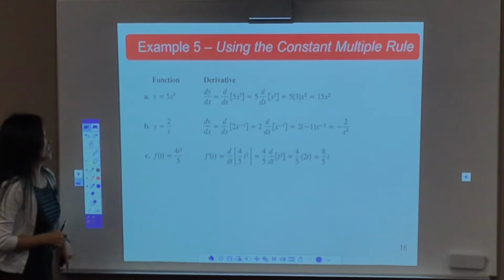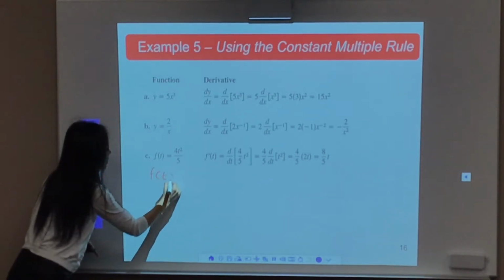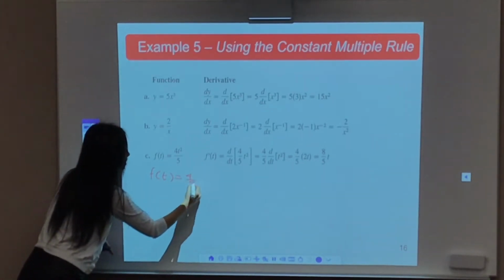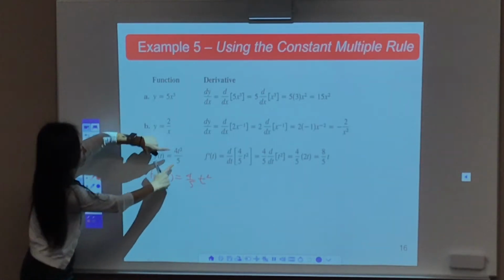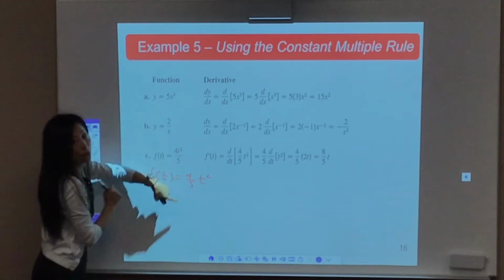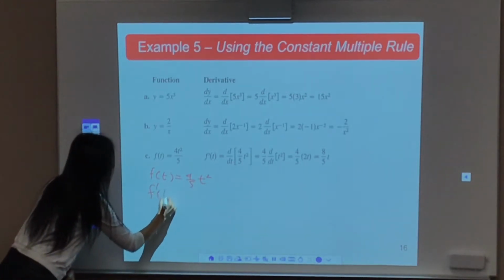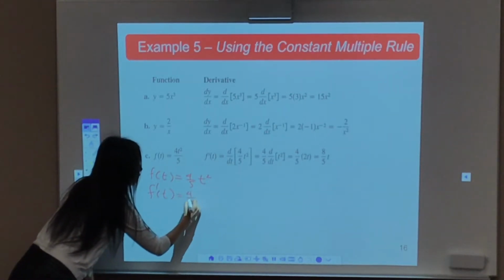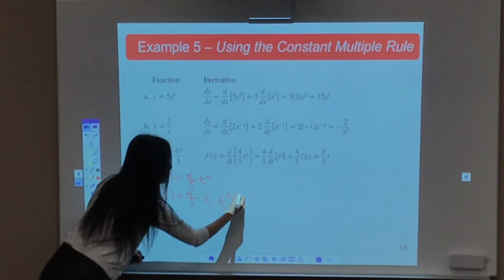All right, next one. Again, same thing. I have f of t equal to 4/5. Let's make it into what? t squared like that. Because I want to put the number separately from the variable. Okay, now what can I do? Then f prime of t is what? 4/5 times what? 2t to the 1.